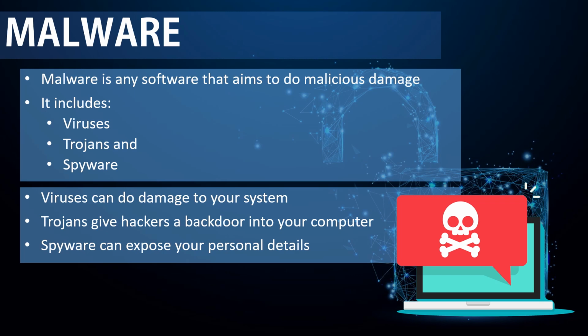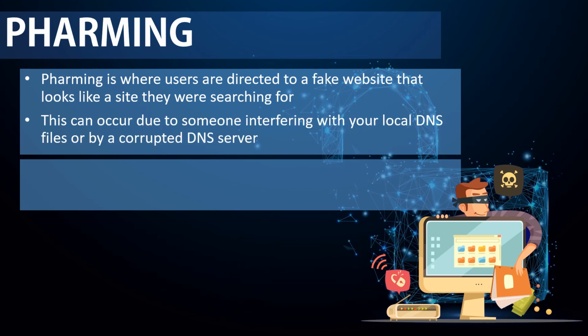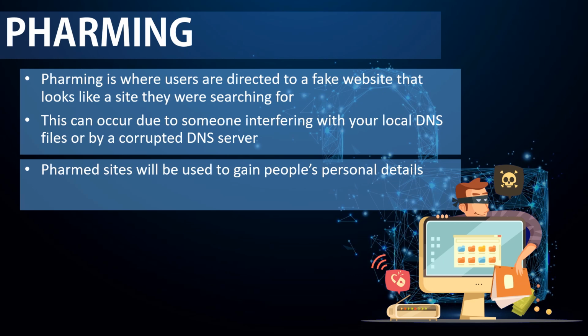Pharming is where users are directed to a fake website that looks like a site they were searching for. This can occur due to someone interfering with your local DNS files by physically accessing your computer, or by a corrupted DNS server. Farmed sites are used to gain people's personal details. When you enter your details onto what you think is, say, your banking site, they're actually being captured by the hacker, who will then use it to log onto your real site.